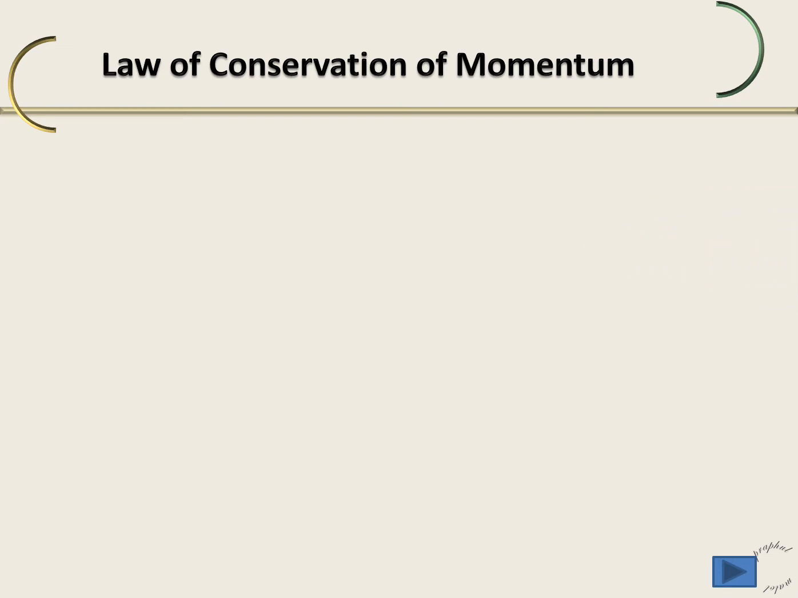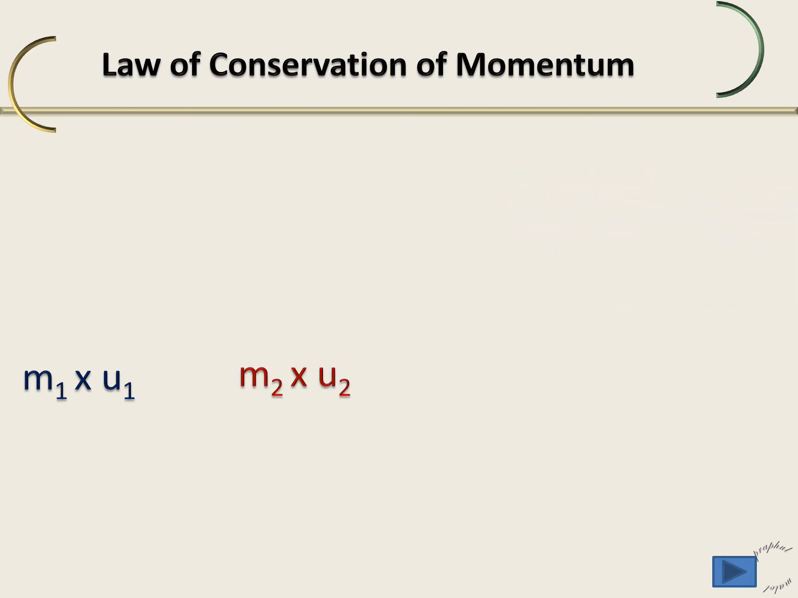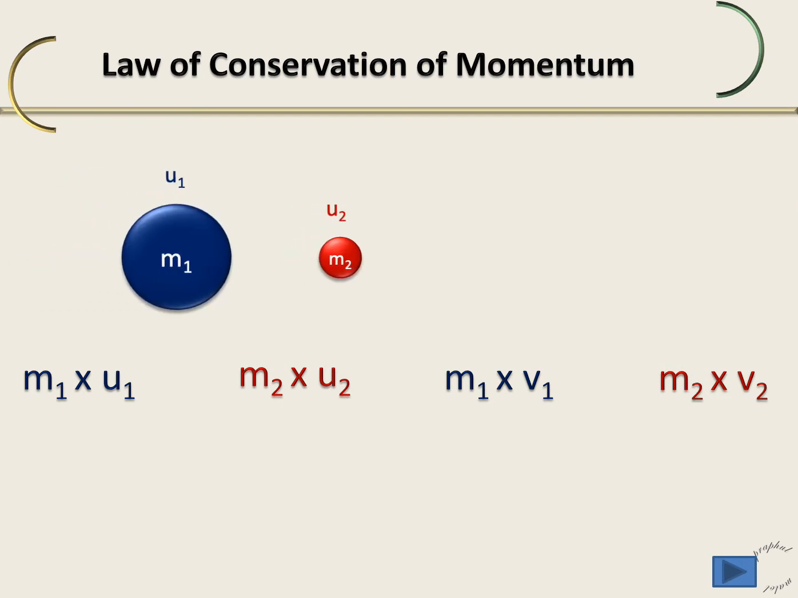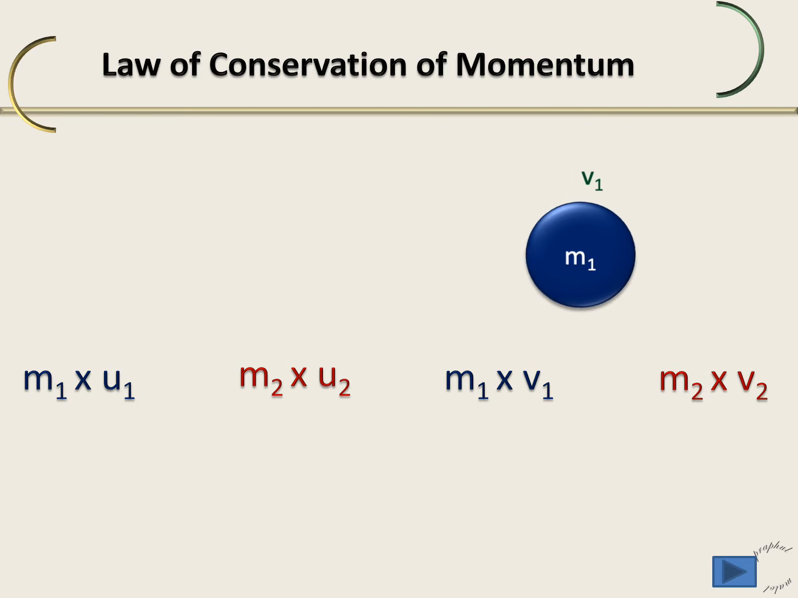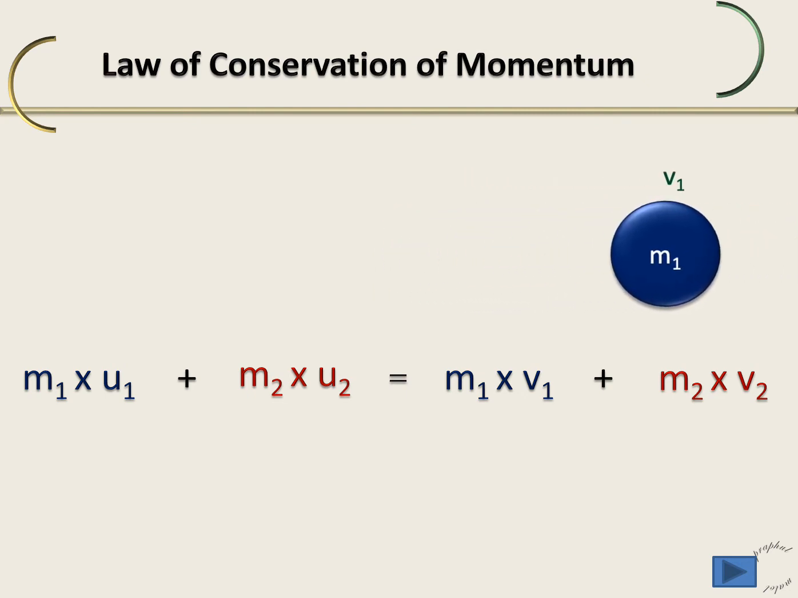Now, the law of conservation of momentum says the total momentum before, this is the momentum of M1 and M2 before, mass into their velocity, and this is the total momentum after, again mass into the new velocity. The law of conservation of momentum says the total momentum of the system, system means both bodies together, should be equal to the total momentum after. This is what the law of conservation of momentum says. The total momentum of both objects before should be equal to the total momentum of the objects after. But there is a condition.